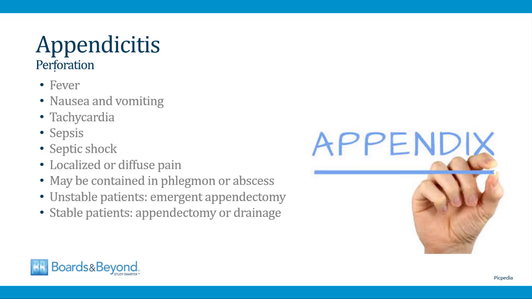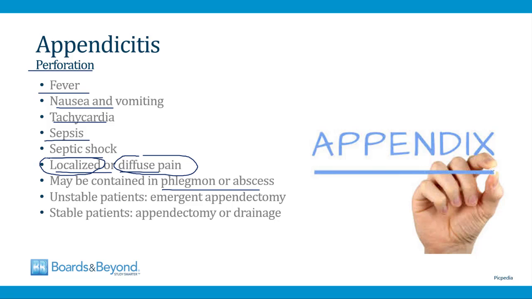As I said before, the feared outcome of appendicitis is perforation. When this happens, the patient can develop spikes in temperature, also worsening nausea and vomiting, and things like tachycardia. You can even sometimes see evidence of sepsis or septic shock. The pain when there's a perforation can be localized or diffuse. Sometimes the appendix ruptures and spills bacteria all over the abdomen. This will cause diffuse peritonitis type pain. But other times the perforation is contained locally in a phlegmon or abscess, and when this is the case, the pain can remain localized in the right lower quadrant, just like general appendicitis pain.